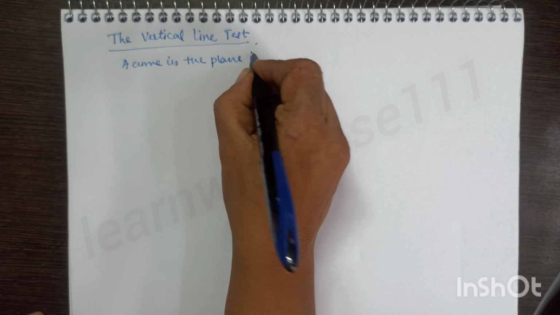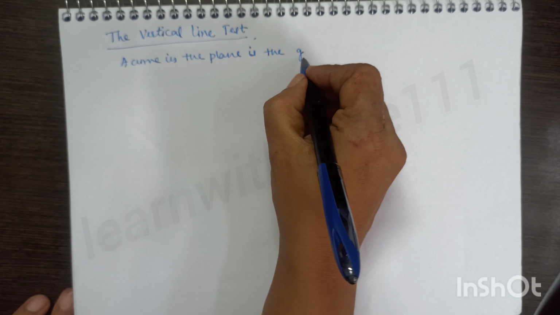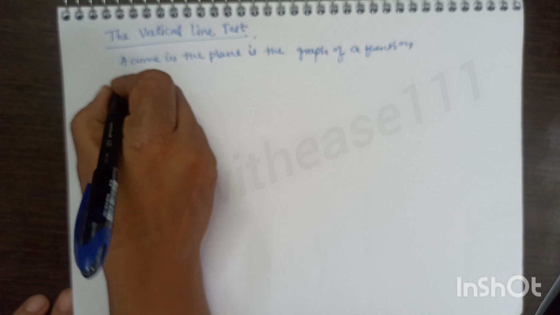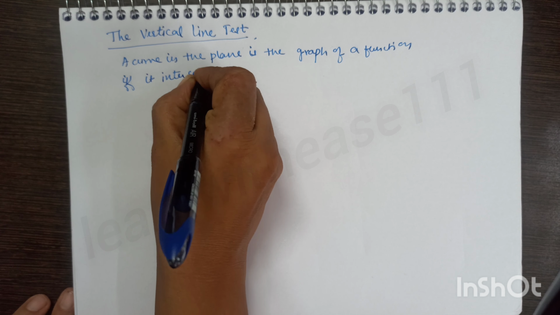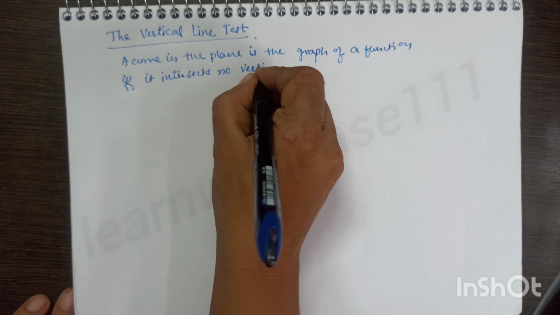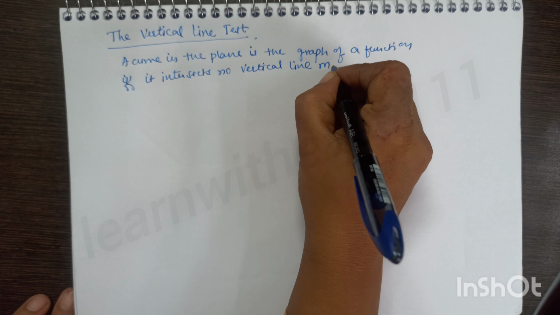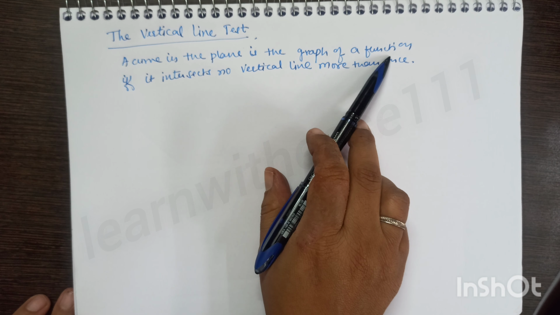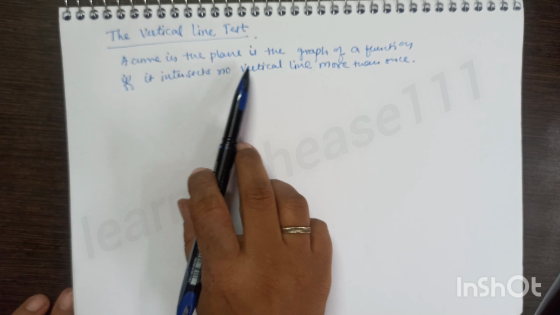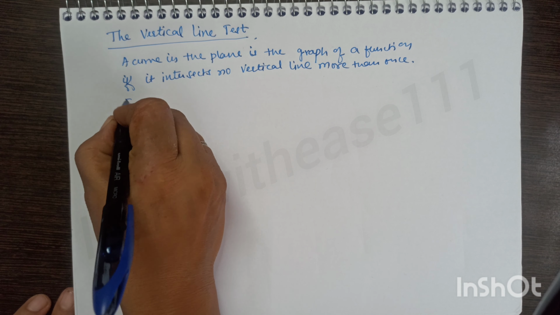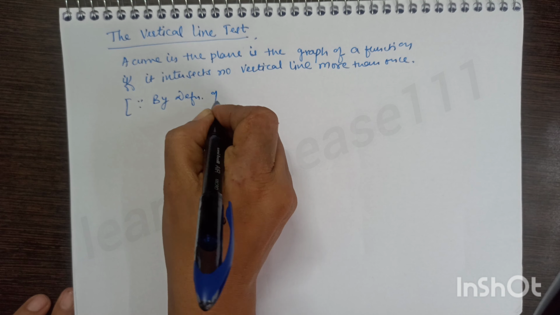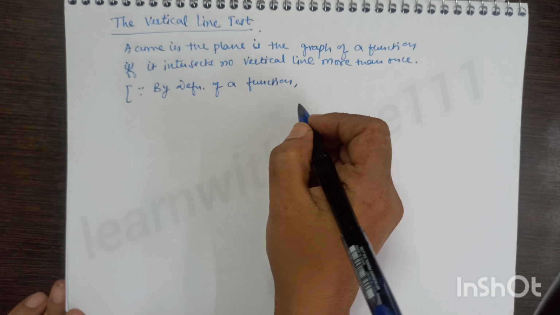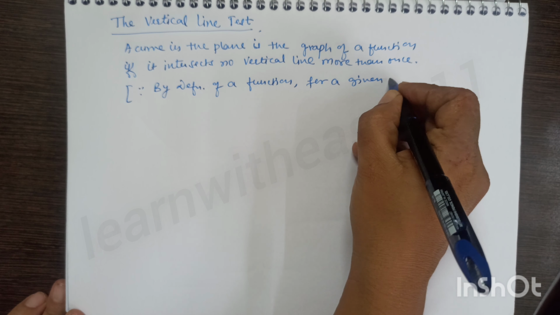And then we have the vertical line test. What does it tell? The vertical line test: a curve lying in the plane is the graph of a function. Not every curve is a graph of a function. See, a graph we can plot, but whether it will be a function or not, that is told by the vertical line test. A curve will be a graph of a function if it intersects no vertical line more than once. If the graph cuts all the vertical lines, whatever vertical lines you draw, and it cuts not more than once, then this is a graph of a function, otherwise not.